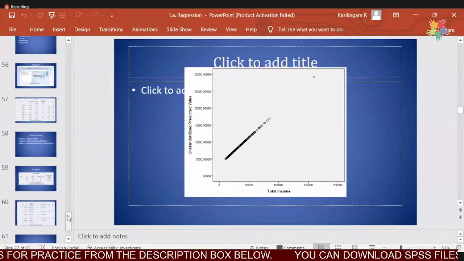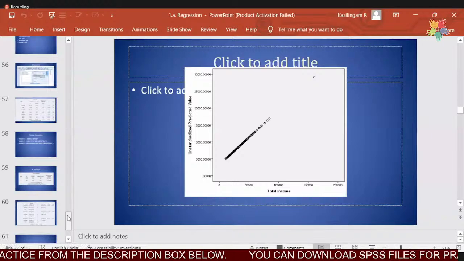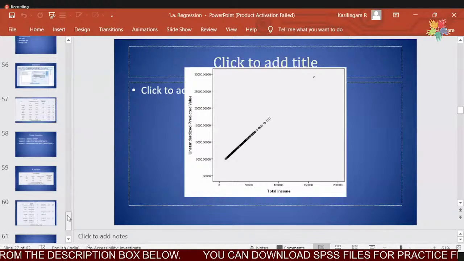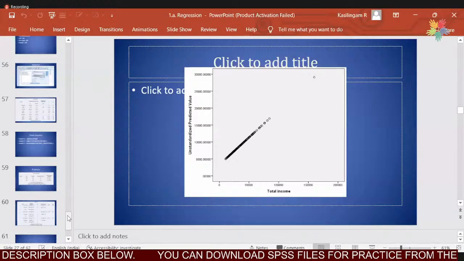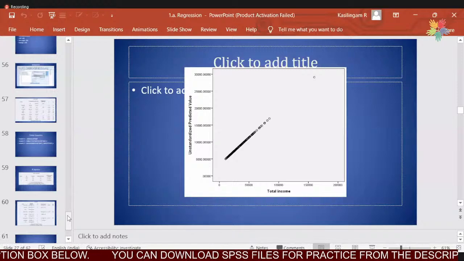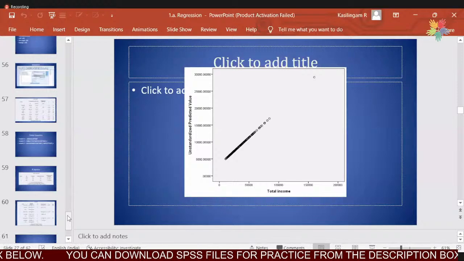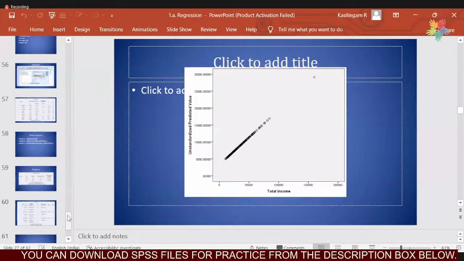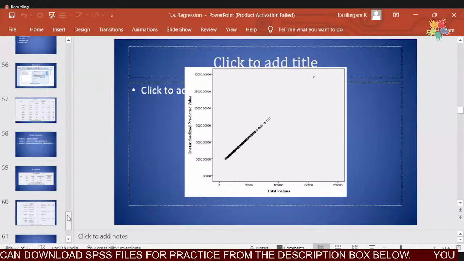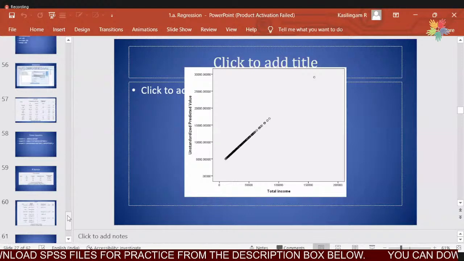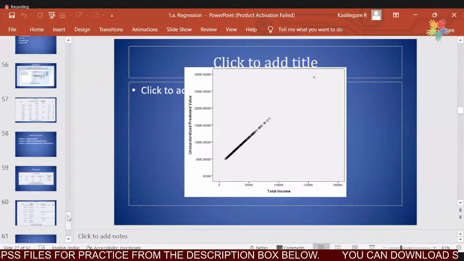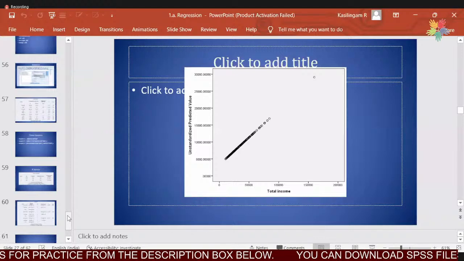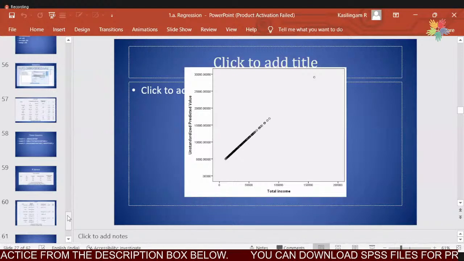Sir, I have a silly question, actually. What is meant by T in the t-test, sir? I don't know whether it's a valid question or not. Tell again, madam. What does T stand for in t-test? T is T, sir, madam.